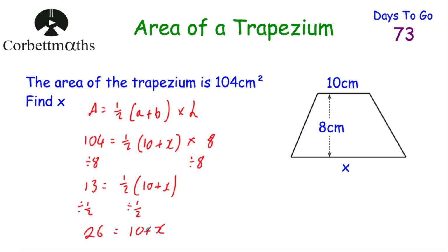So we've got 26 equals 10 plus x. We're now just going to take away 10 and take away 10, and you get that 16 equals x. So it means that x is equal to 16 centimeters, and that's it. And if you got that, well done.